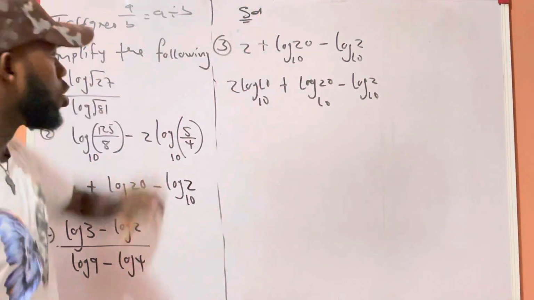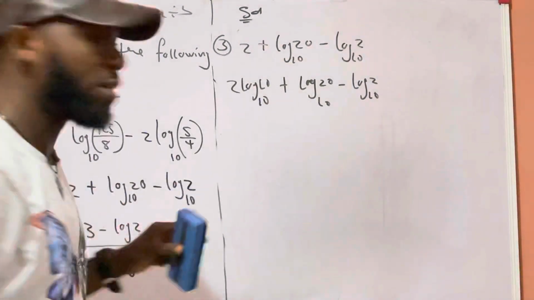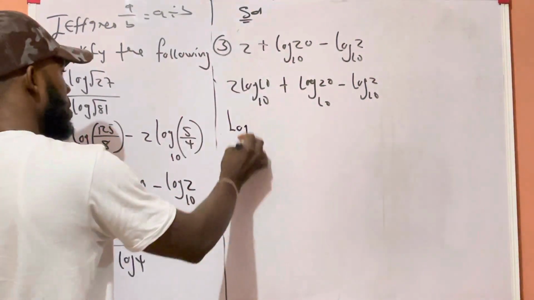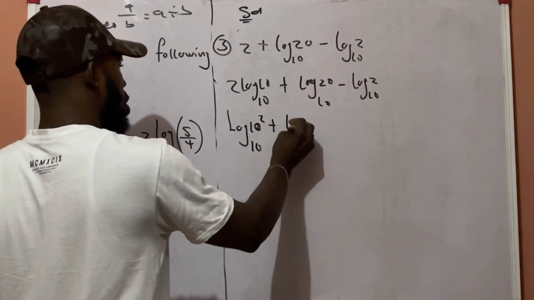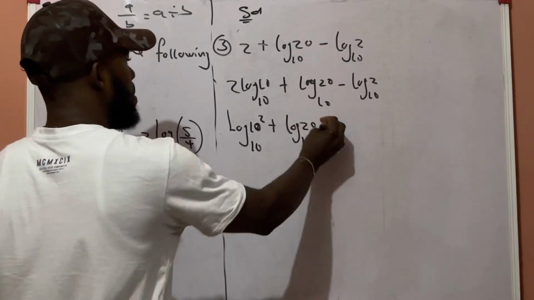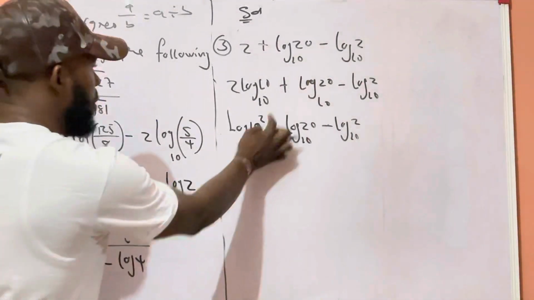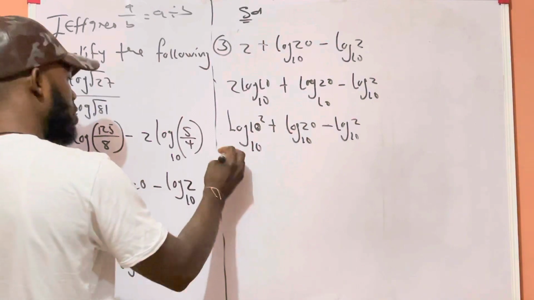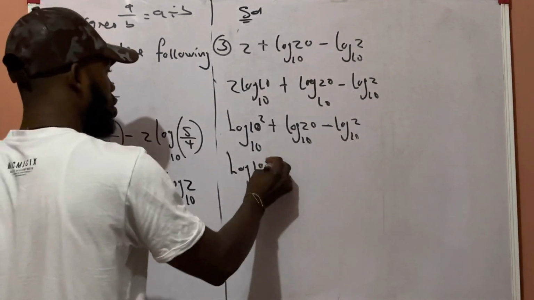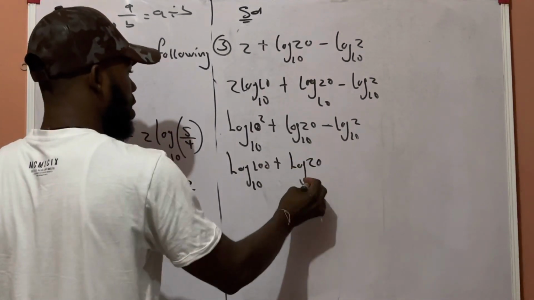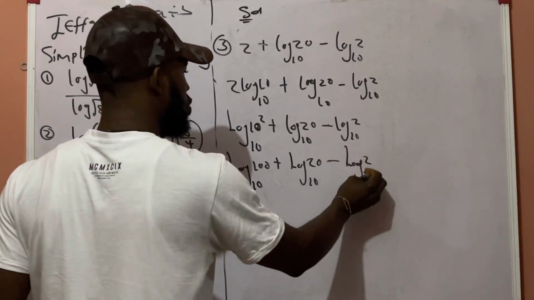So automatically we said there is no number at the back. So 2 has to go up and becomes a power. So here becomes log 10 raised to the power 2 to the base of 10 plus log 20 base 10 minus log 2 base 10. Now we all know 10 raised to the power 2 means 10 times 10, that is 100. So here becomes log 100 to the base of 10, plus log 20 to the base of 10 minus log 2 to the base of 10.